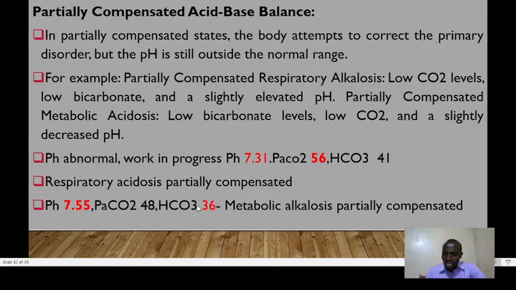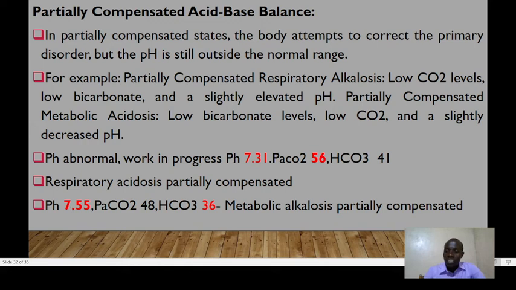So guys, here it will be a metabolic. That is, the problem is coming from the kidney. It's a metabolic alkalosis. Lastly, we want to determine whether it's compensated, uncompensated, and partially or fully. So first of all, we are saying that it is uncompensated because the pH is not within the normal range.